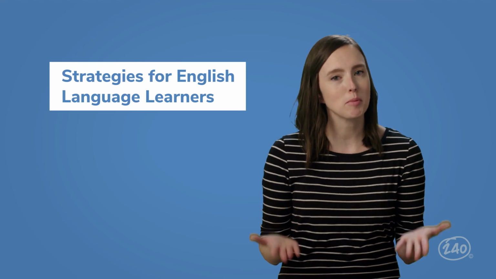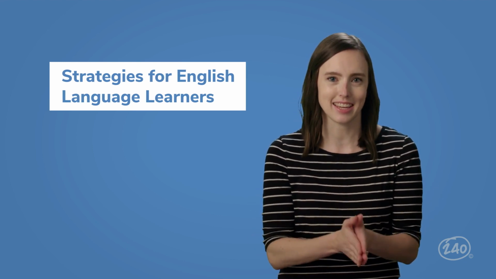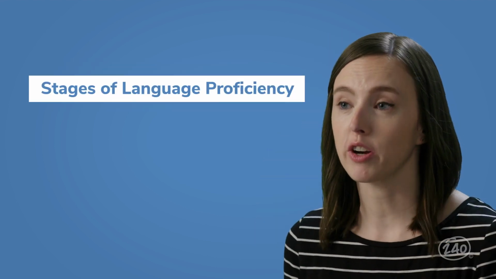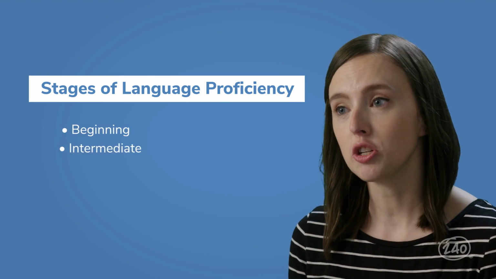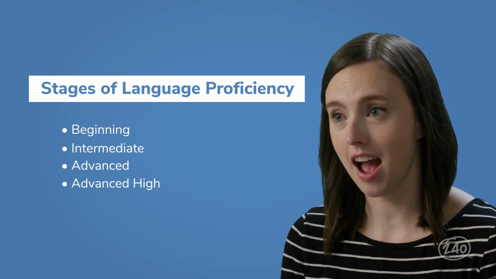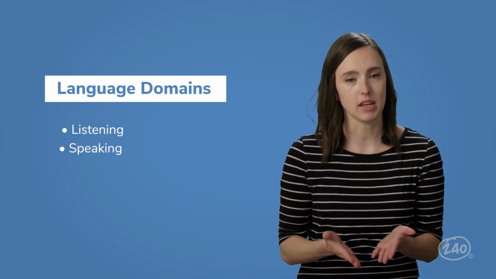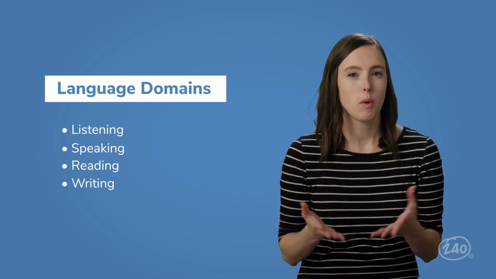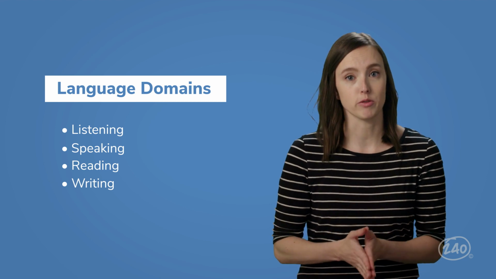At this point, it probably doesn't surprise you that this domain covers a lot. But for now, let's highlight a key concept. English learners progress through sequential stages of language proficiency. They are beginning, intermediate, advanced, and advanced high. When teaching at the secondary level, you could have students at any of those stages of language proficiency. And they move through those stages in each of the 4 language domains: listening, speaking, reading, and writing. While these 4 domains are interrelated, students' proficiency in each can develop at different rates.